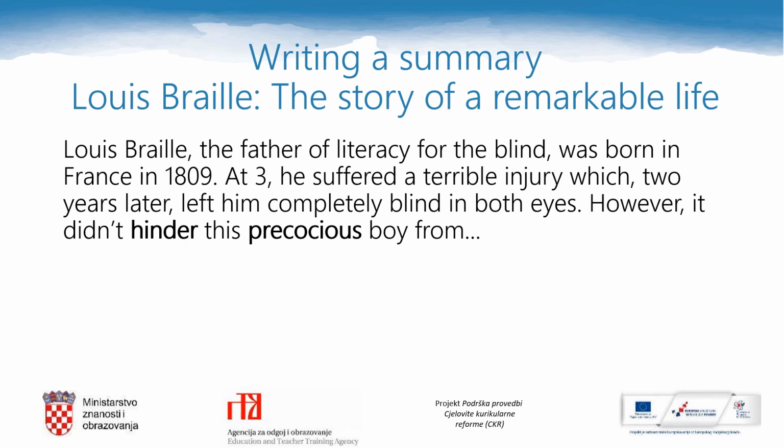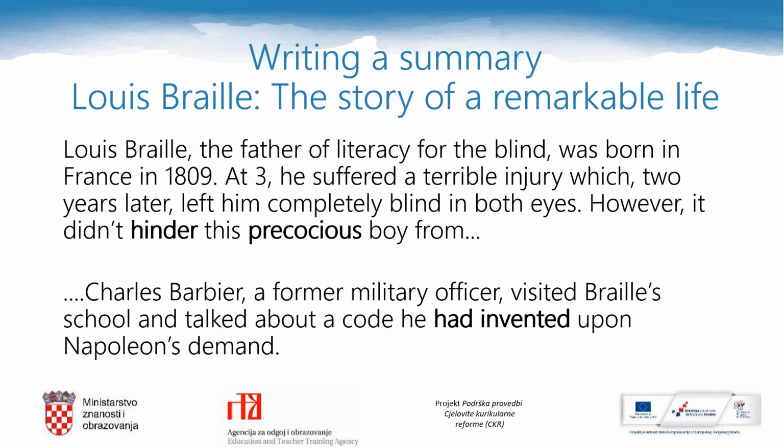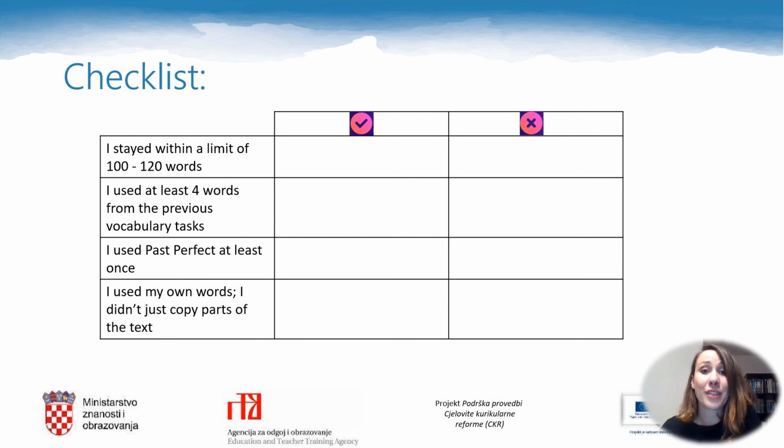And here is my example. Louise Braille, the father of literacy for the blind, was born in France in 1809. At 3, he suffered a terrible injury, which 2 years later left him completely blind in both eyes. However, it didn't hinder this precocious boy from, etc. Charles Barbier, a former military officer, visited Braille's school and talked about a code he had invented upon Napoleon's demand. To make sure you've done all the things right, I've created this checklist. I bet 20 minutes from now it will look like this.